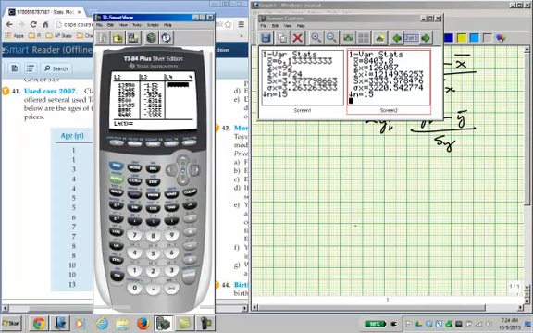Now let's go to L4, and we're going to do the same thing for the Y variables. We're going to go to the top. I'm going to do an open parenthesis. Now I'm going to put in L2 for the Y variables, second, 2. And I'm going to subtract the mean, which is 8403.8. Oops, I made a mistake here.